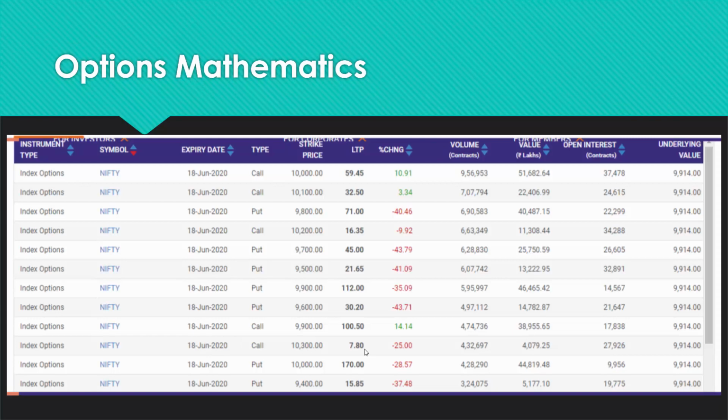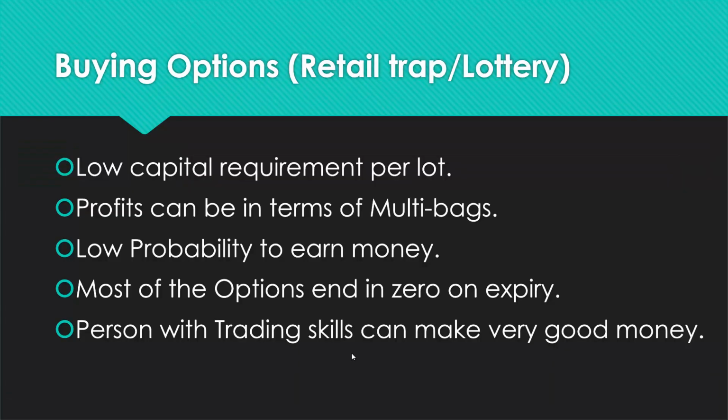If you have 5,000 rupees, you can buy 10 lots of this contract, but the underlying value of the contract is 10,300 into 75, which is 7.5 lakhs, into 10. You can see 75 lakhs. So you're buying a contract value of almost 75 lakhs with just 5,000 rupees. So the risk involved is very, very high. The capital requirement is low per lot. Profit can be in terms of multi-baggers, because with 5,000 rupees you're buying contracts with an underlying value of 75 lakhs.